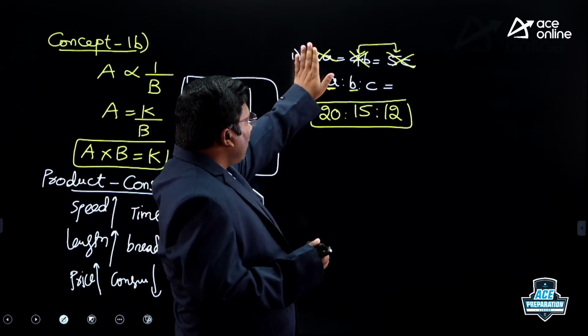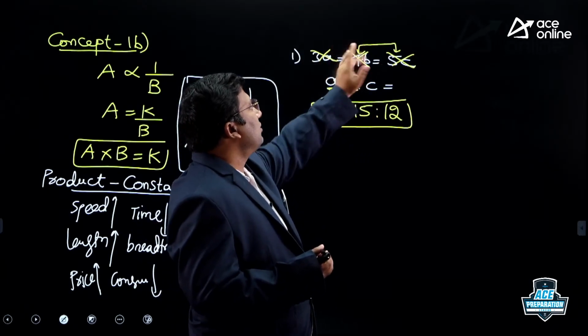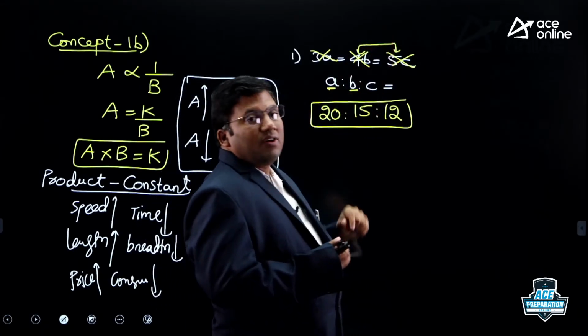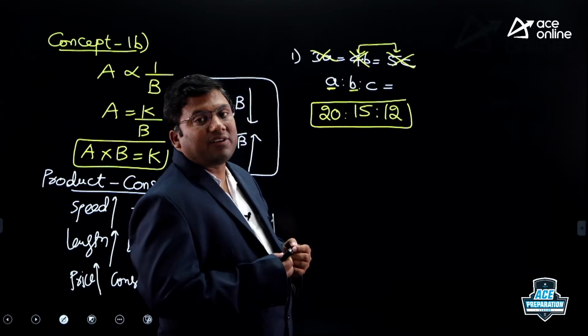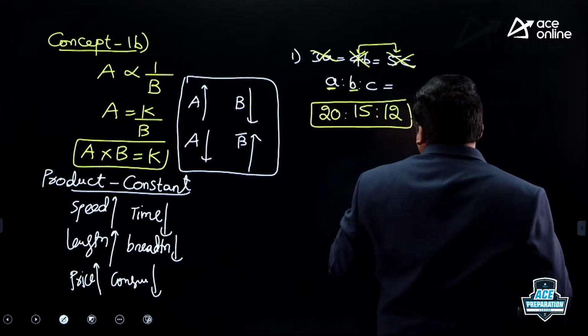I want A, close A, 4 5s are 20. I want B, close B, 3 5s are 15. I want C, close C. What is 3 4s are 12? I hope the idea is clear. Answer for this question is 20 is to 15 is to 12.